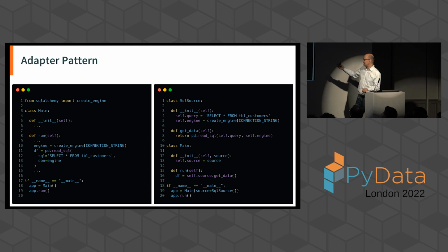So what you can do, clearly the problem is that the main function is aware of the existence of a database that may or may not be present. So essentially, you move all of the code into a separate class, which is named SQL source. And the main class only knows the existence of a source which has an interface called getData, and this getData is going to give you that data frame. But the main program doesn't know where this data is coming from.